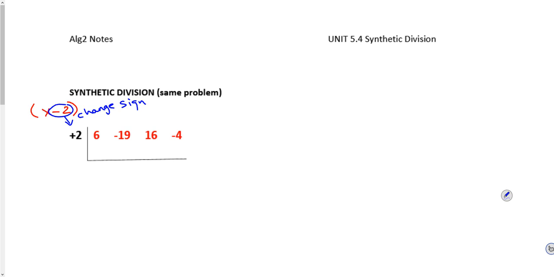So here's how synthetic division works. The first part is the easiest part. The first number just drops straight down. So we get a 6 right here.